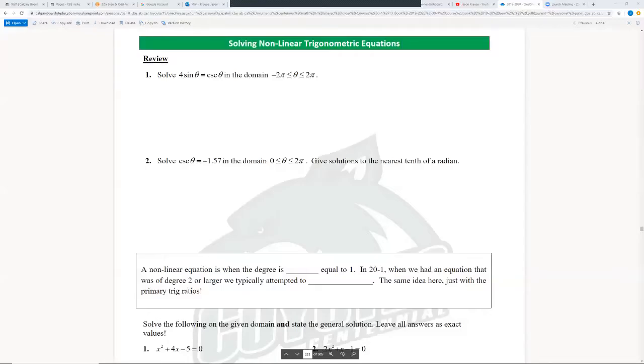All right, welcome back. This should be on about page 233 of your workbook. Today we're going to do the second part of solving trigonometric equations. This time they're going to be nonlinear.